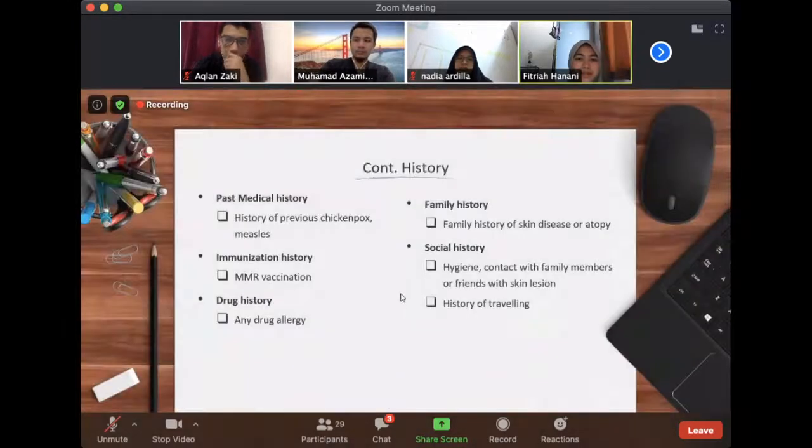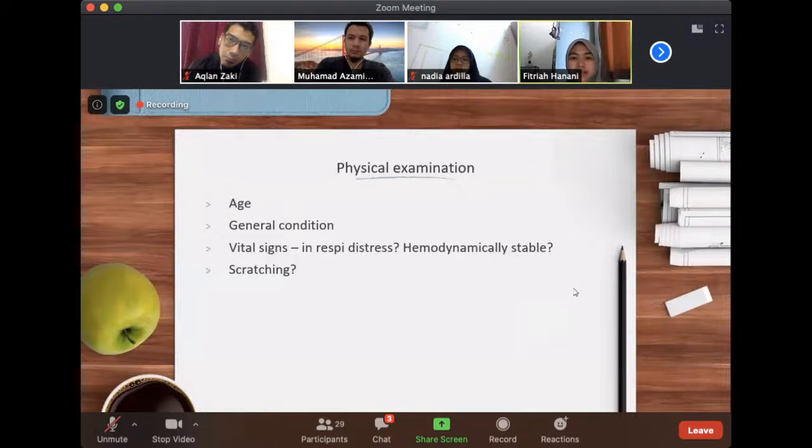So for the past medical history, we must ask about history of previous chickenpox, any measles or immunization history, and also any drug history that the patient is allergic to, and any current medication the patient is taking, because it could trigger Stevens-Johnson syndrome. Okay, and then family history of skin disease or atopy, for atopic dermatitis, and also for the social history, we must know the hygiene of the patient. Also, is there any family member or anyone at the daycare with a similar presentation to the patient. So for the physical examination, generally we need to know the age and general condition of the patient.